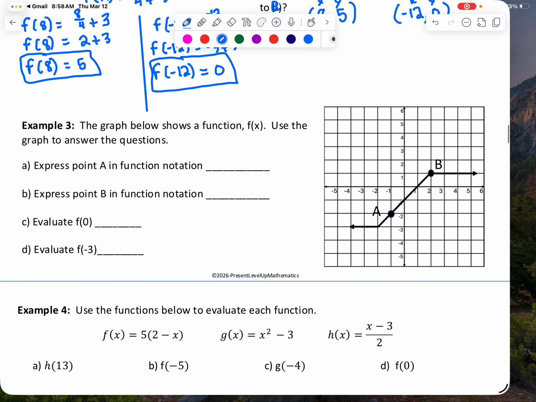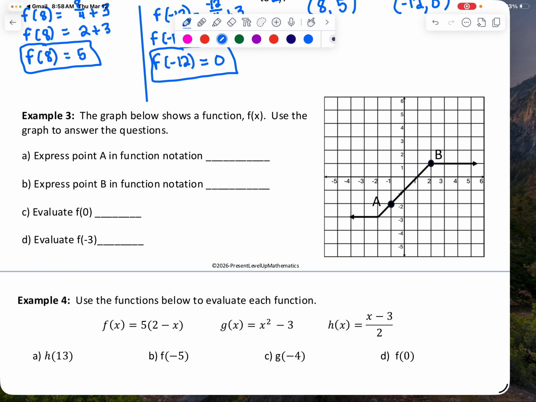The graph below shows a function f of x. Use the graph to answer the questions. All right. Question A. Express point A in function notation. So here's point A here. Let's write the coordinates of that point. So that's negative 1, negative 2. So let me write it above it.